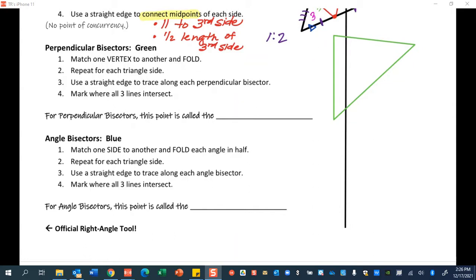All right, when we created this one, we still found the midpoint, but instead of pinching, we actually went ahead and we folded on that midpoint with each side. So we found the midpoint and we folded.